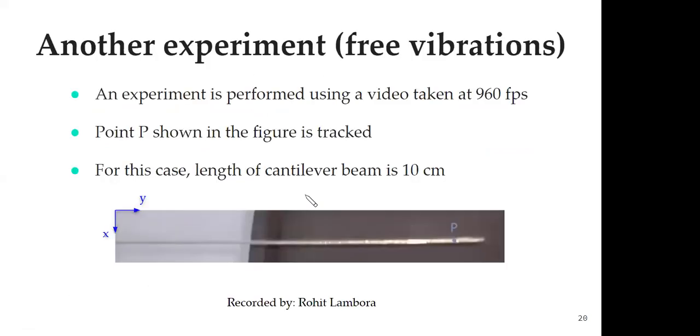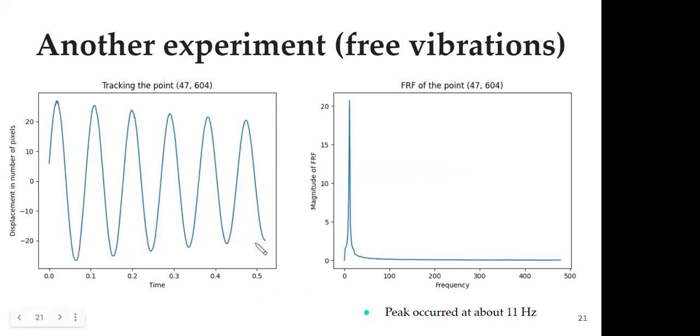So another experiment was done by Rohit in his lab with a better camera. This is performed using a video taken at 960 fps. This point P is being tracked, and we have got a response like this. This response seems much smoother, and the frequency response is also not very noisy because of the high fps of the camera.